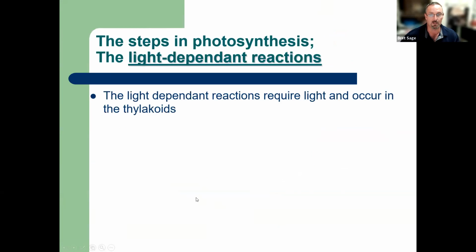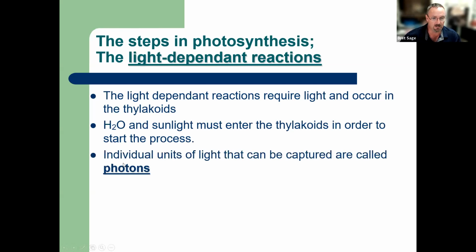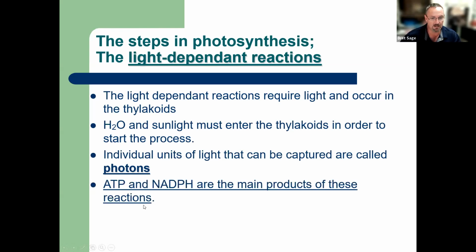Okay, so the light-dependent reaction. So we're going to go through in note what I showed you in the image. The light-dependent reactions require light and occur in the thylakoids. Water and sunlight come in on the left side, the light reaction portion, into the thylakoids in order to start the process. Remember, sunlight's the power, and H2O is the hydrogen source. Individual units of light that can be captured are called photons. So you need to know that when we look at some of these reactions.